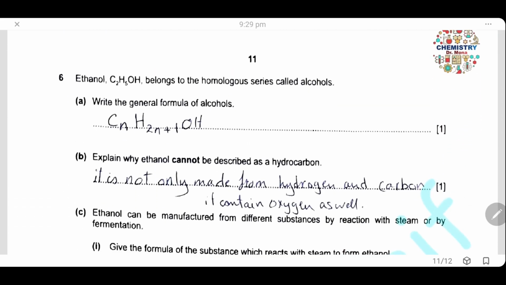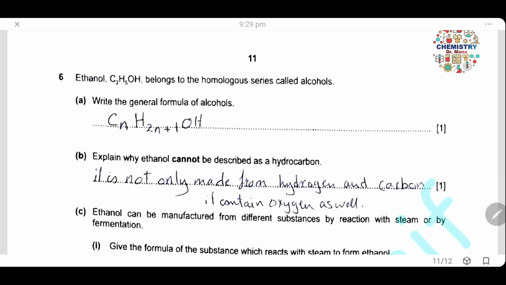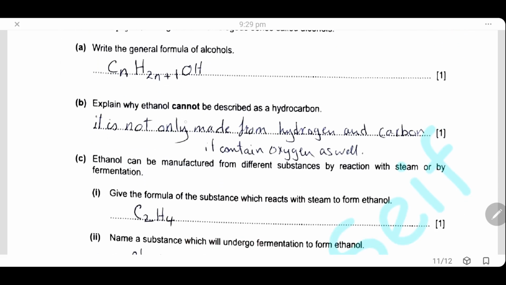Then we'll go to question 6, the organic part. Ethanol belongs to the homologous series called alcohols. Write the general formula for alcohols. The general formula is CnH2n+1OH. Explain why ethanol can't be described as a hydrocarbon.